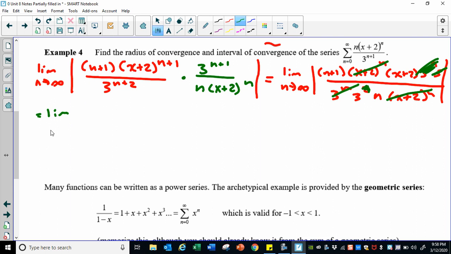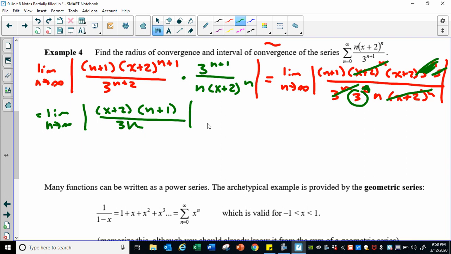So that's the limit as n goes to infinity of x plus 2 is the coefficient of the n plus 1 over just n, it looks like. 3n, sorry, I forgot about this 3 right here. Okay, so then I'm going to compute this limit. I'll do a different color. So that limit is going to be just the absolute value of x plus 2 over 3, because the n's had the same degree.